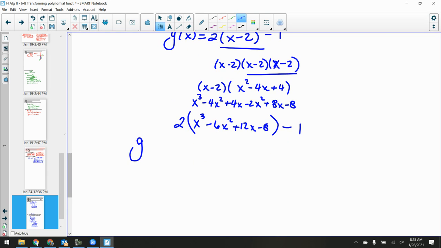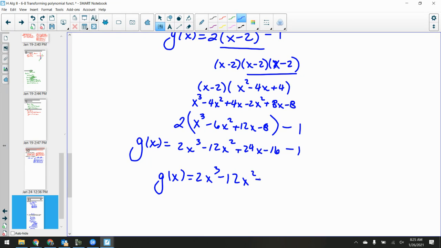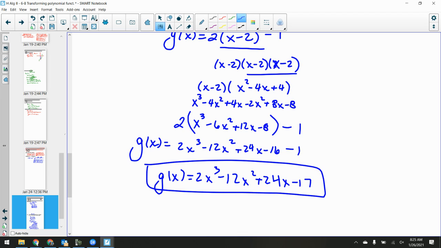Okay, so g of x is 2x cubed minus 12x squared plus 24x minus 16 minus 1. The tendency is that minus 1 kind of gets lost along the way. Stay along for the ride, buddy. Because now we have to factor it in. We get 2x to the third minus 12x squared plus 24x minus 17. And again, if you wanted to, you could always plug it into your calculator to make sure that it did those transformations.